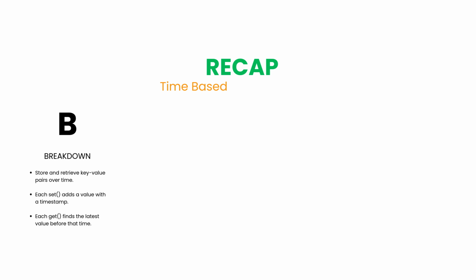Breakdown recap. We needed to design a class with two main operations: set, which stores a key value pair with a timestamp, and get, which retrieves the most recent value at or before a given timestamp. If there's no valid timestamp for that key, we simply return an empty string.